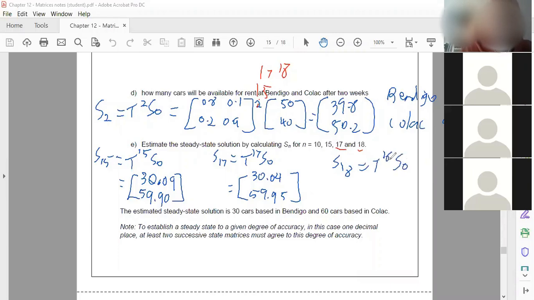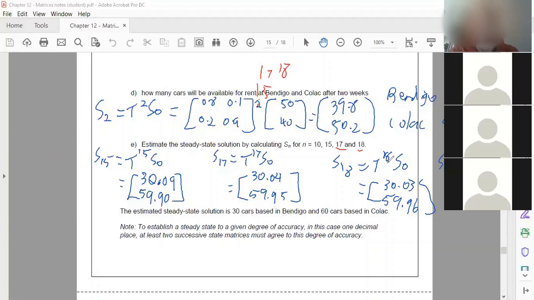And now I'm going to do S of 18, which is T to the power of 18 times S of 0. And I get 30.03 and 59.96. So it's still changing. Okay, it's still changing. So let's do S of 19. It should remain the same.